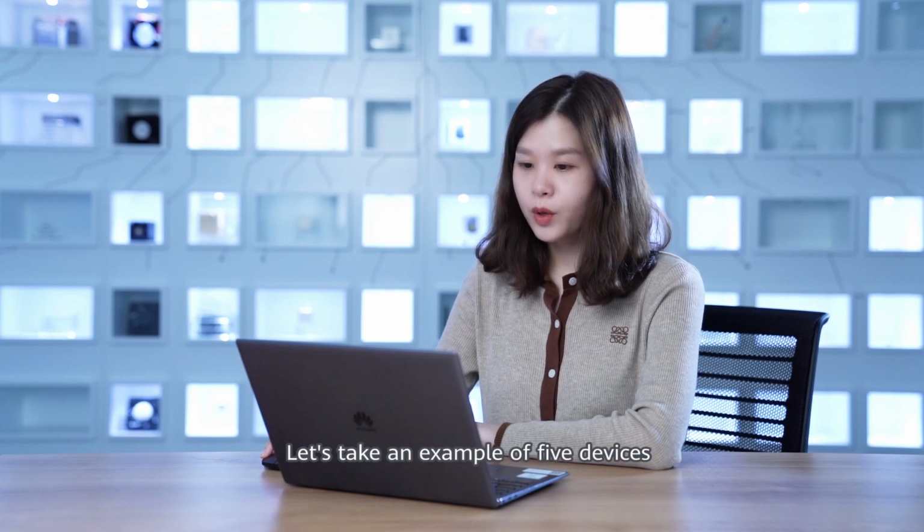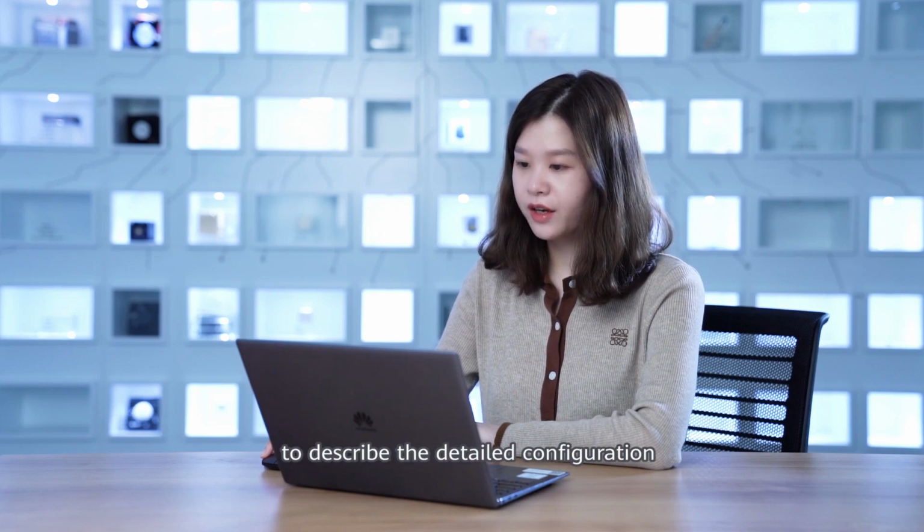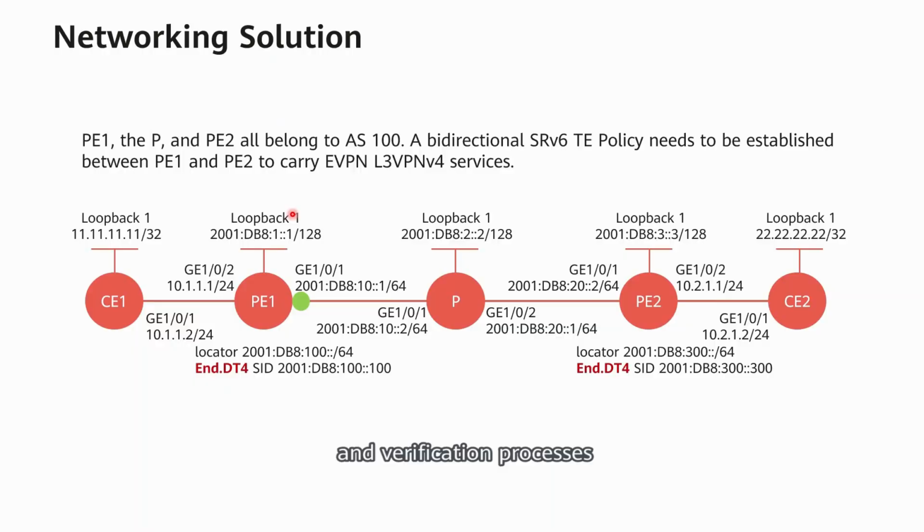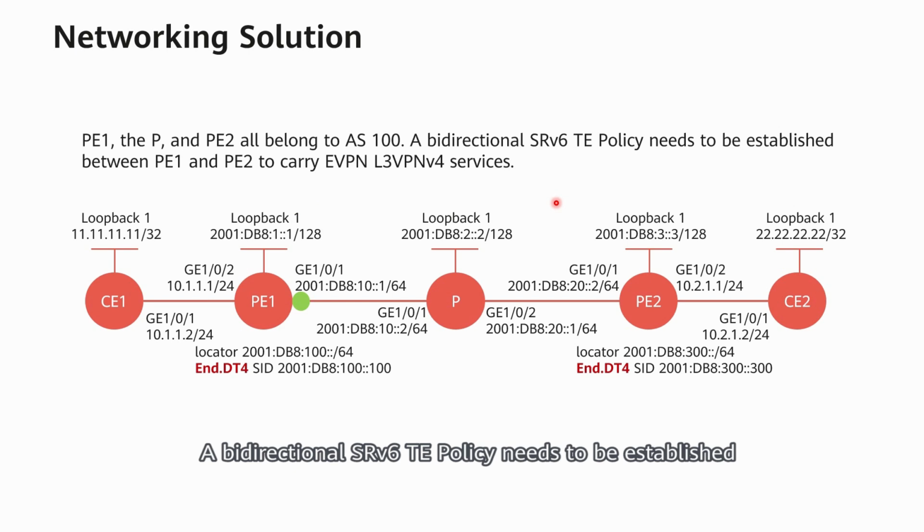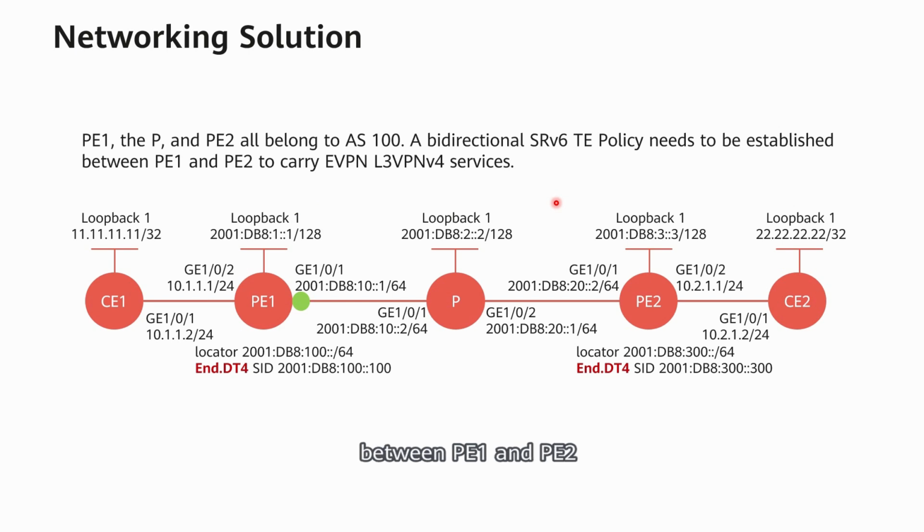Let's take an example of 5 devices to describe the detailed configuration and verification processes in the EVPN L3VPNv4 over SRv6 policy scenario. P1, the P, and P2 all belong to AS100 and reside on the public network of a carrier. C1 and C2 are connected to customer networks. A bidirectional SRv6 policy needs to be established between P1 and P2 to carry the IPv4 services on the CEs. The configuration roadmap is as follows.